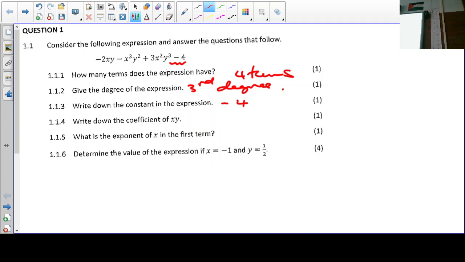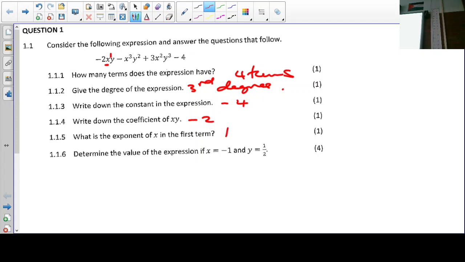Next question. Write down the coefficient of xy. So the coefficient is the number in front of xy. Okay? Also known as, in this case, the numerical coefficient. So there's xy. So the number in front of that, the coefficient, is -2. Remember that the sign is part of the term. The next one. What is the exponent of x in the first term? The exponent of x in the first term. So the exponent of x is 1.